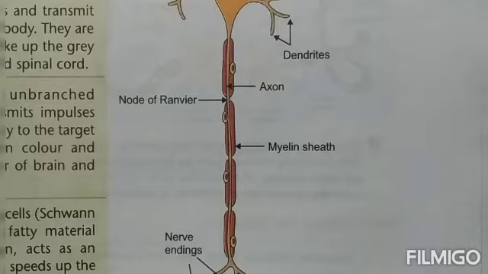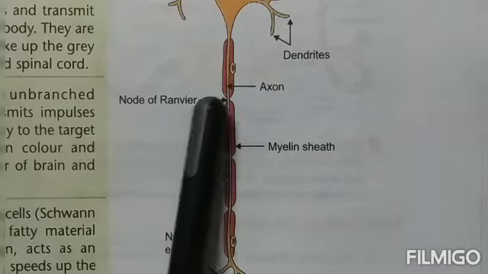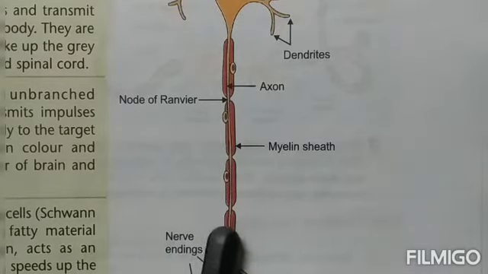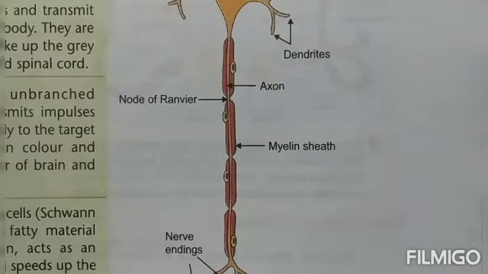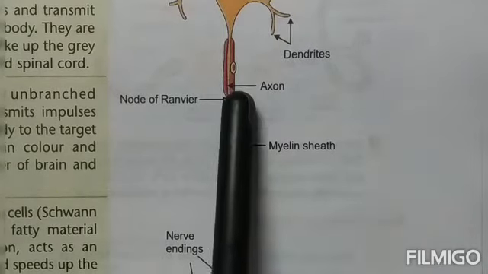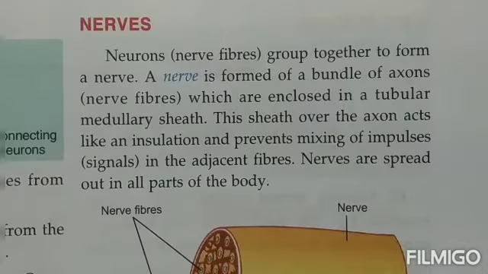Next are the nodes of Ranvier. As you can see over here, children, in between, these are the gaps between the Schwann cells where the myelin sheath is absent. Actually, over here, there is no myelin sheath. So those are the nodes of Ranvier.